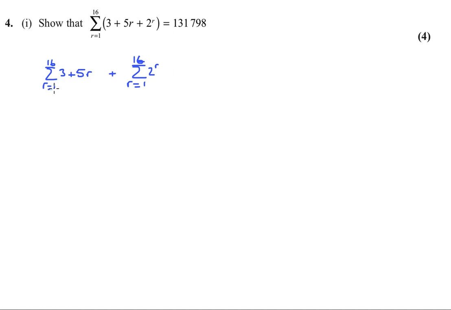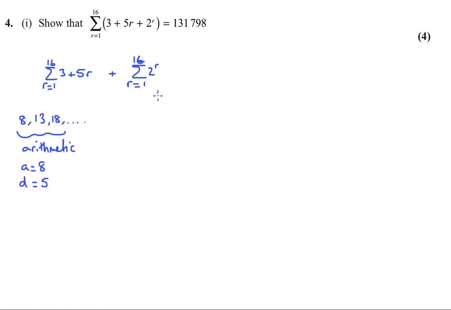This has a starting value of 8 and increases by 5 every time. So the next value would be 13, next value would be 18, and so on. That's an arithmetic sequence with a starting value of 8 and a common difference of 5.